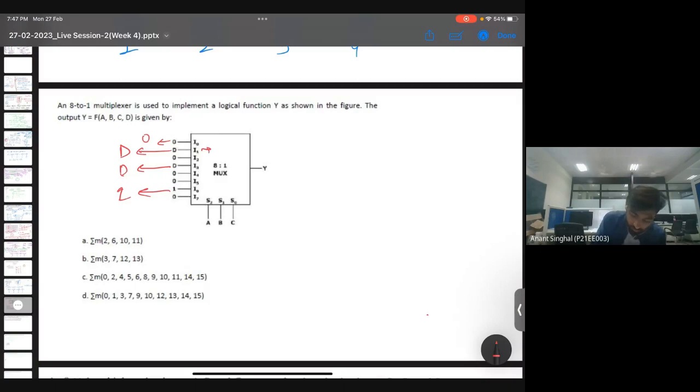So I1, this was 0 0 1. Then this I3, 0 1 1. This I6, 1 1 0. Anyone with the answer? Okay, let me solve it then. I1 we are getting D, so Y is A bar B bar C and then D. Then for I3 we are also getting D, A bar B C and then D. And then for I6 we are getting 1. So 1 is nothing but D plus D bar.